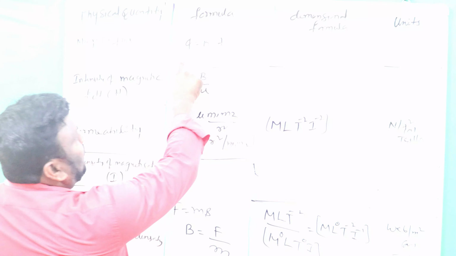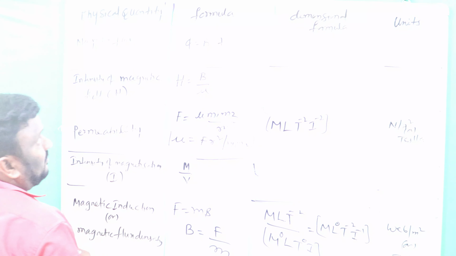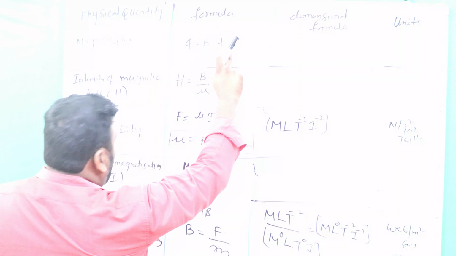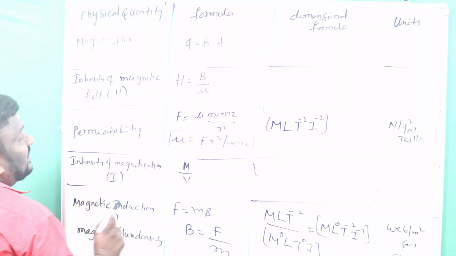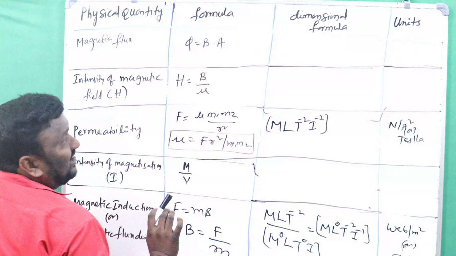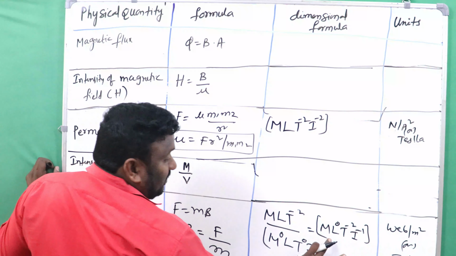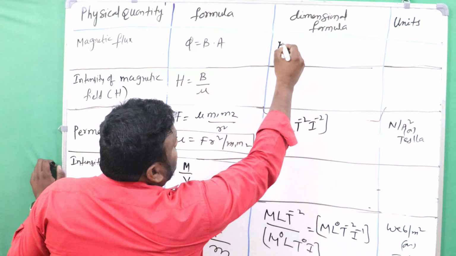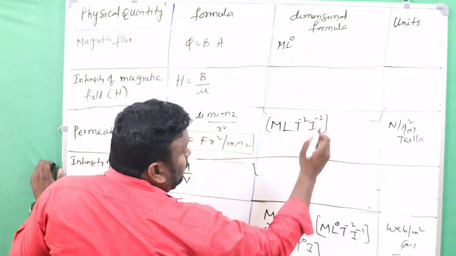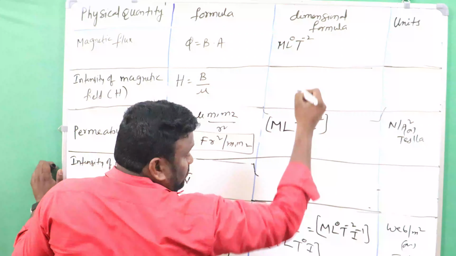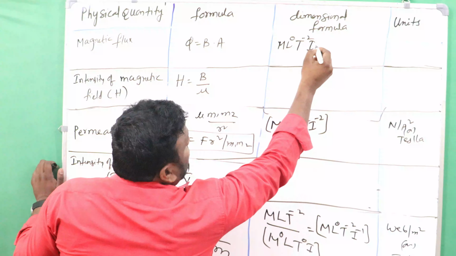Magnetic flux phi is equal to B dot A. Here B is nothing but magnetic induction and A is the area. So already we have the magnetic induction dimension formula, what is it? This one: M L to the power of 0, T to the power of minus 2 and I inverse 1.